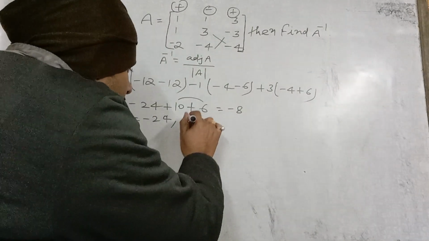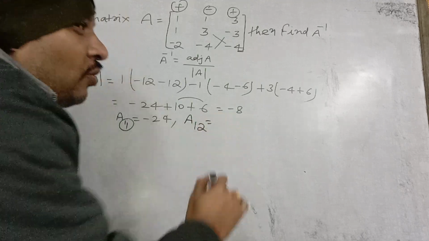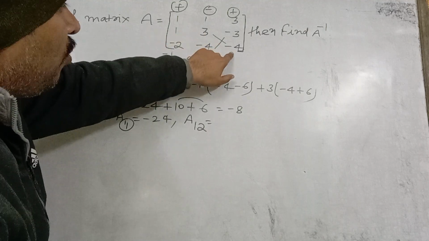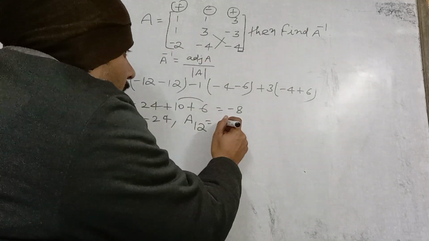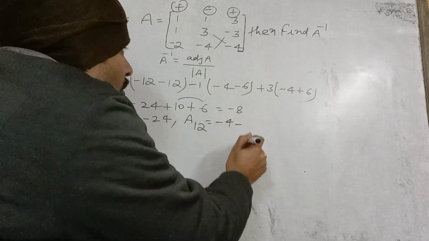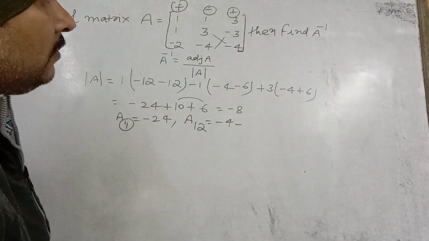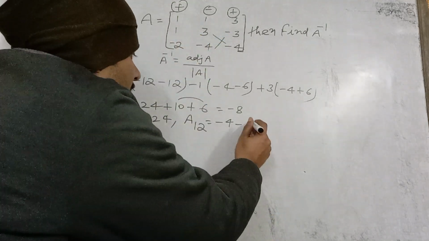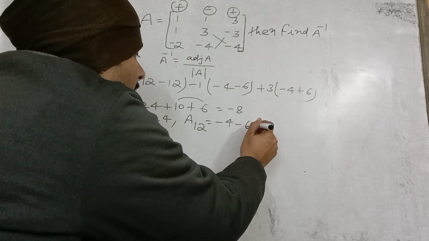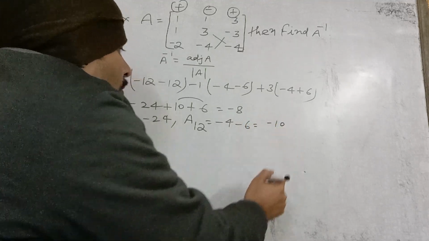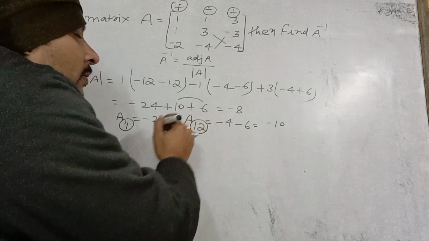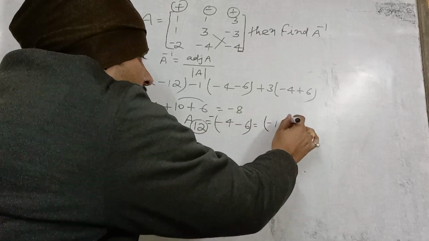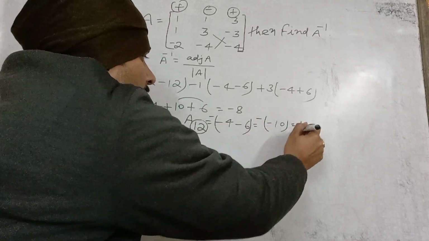Now A12 is the first row and the second column. So 1 multiply -4 is -4. Put minus sign because this sign is included in the formula. And -2 multiply -3 is 6. So this value becomes -10. But I told you before, when the sum is odd, then put a negative sign before the whole expression. So this value becomes positive 10.